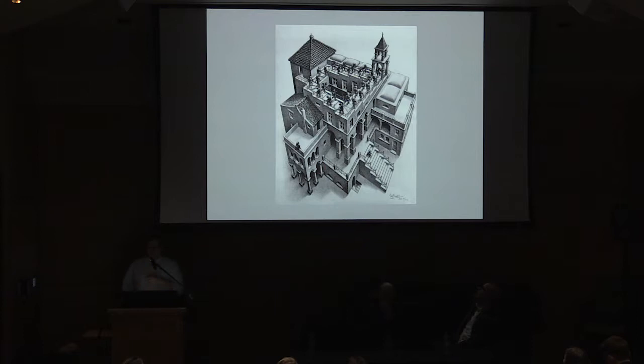Then eventually he becomes interested in ideas like infinity. How do you represent infinity on a flat two-dimensional object? Well, here he gives us this very clever, impossible shape. We have this never-ending staircase at the top of this building. You can see men walking up and a couple of them walking down the staircase. And they're never going to arrive at any fixed point.